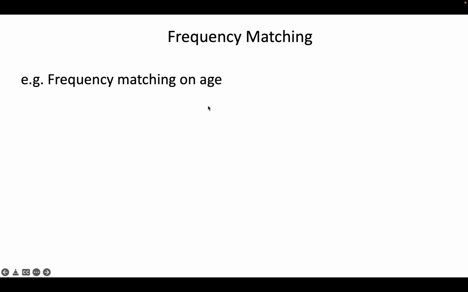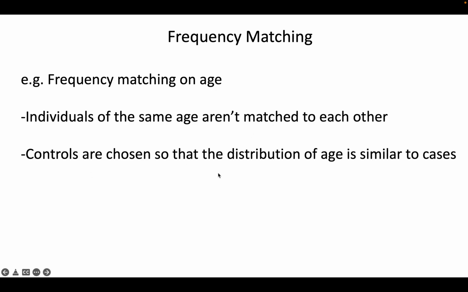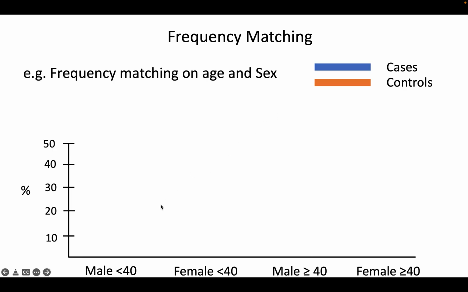Frequency matching is a bit of a different thing. So let's just say we're frequency matching on age. Individuals of certain ages aren't being matched to other individuals. It's more that you're choosing controls so the distribution is the same among the strata of age. That's going to be easier to understand with a visual here.